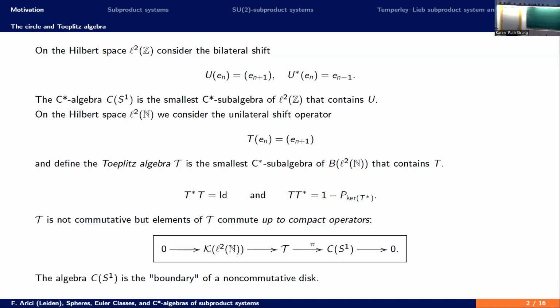So in particular, if you look at the algebra generated by this operator T, this is non-commutative because of what I just wrote there in the middle. But because the difference between TT* and T*T is the projection onto a one-dimensional space, when you look at the C-star algebra generated by T and T*, which contains all possible powers, then you get that the elements of this algebra, curly T now, commute up to compact operators.